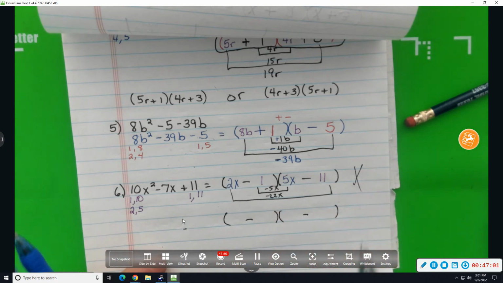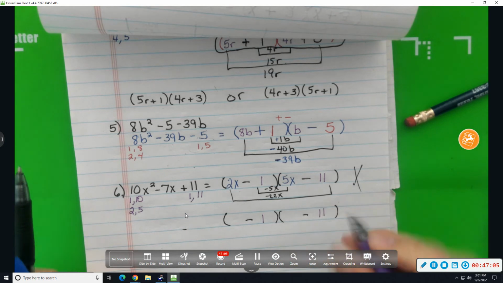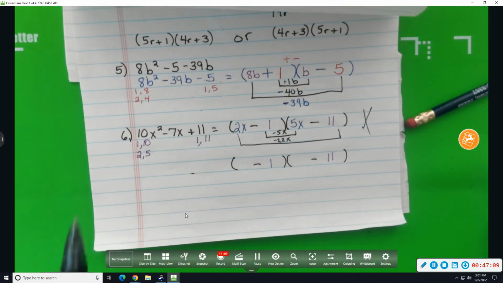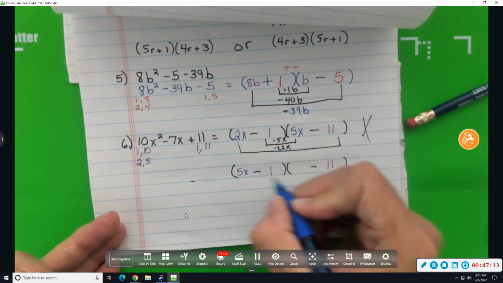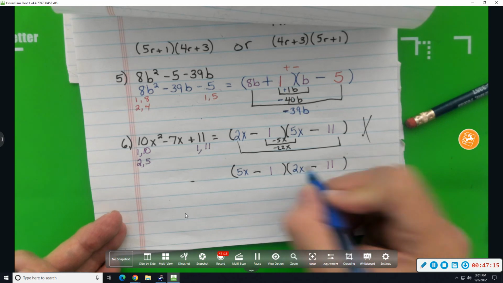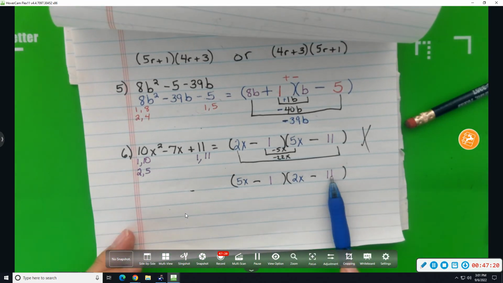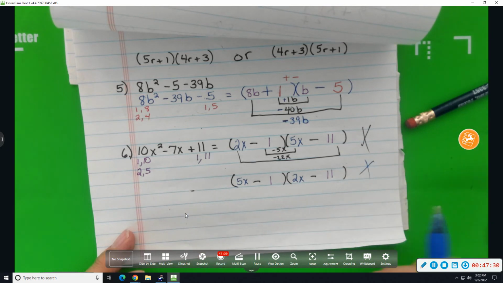Minus 1, 11. I'm now reversing the 5x and the 2x to see if that'll give me a negative 7x. Oh, what do y'all think? Definitely not. Yeah, that 5x times negative 11, is that going to be a negative 55? There's just no way I'm going to get a negative 7x out of here. Cross it out.